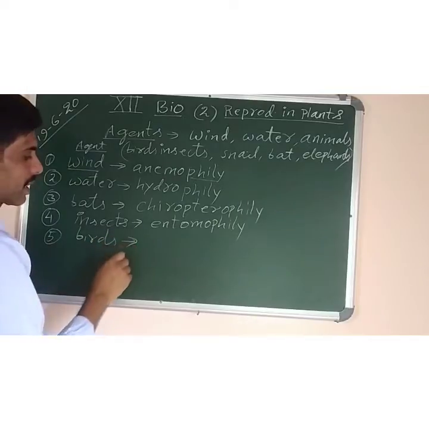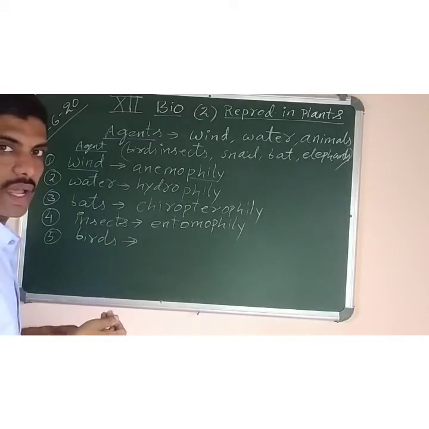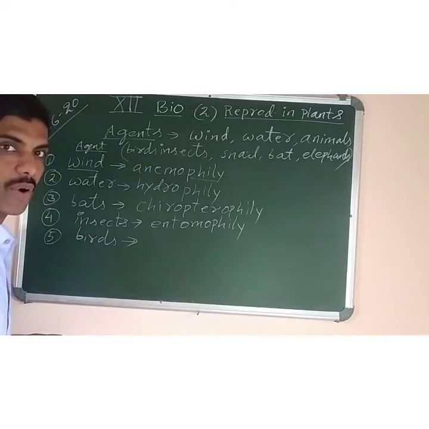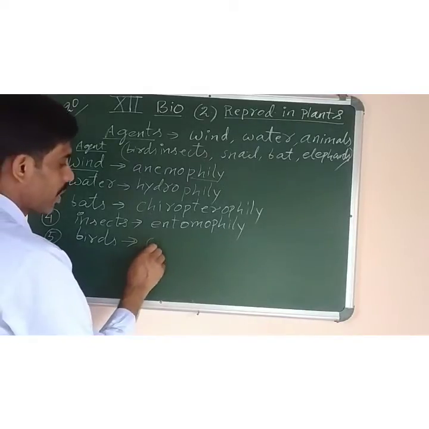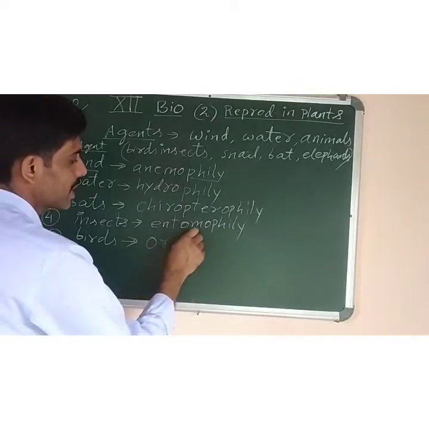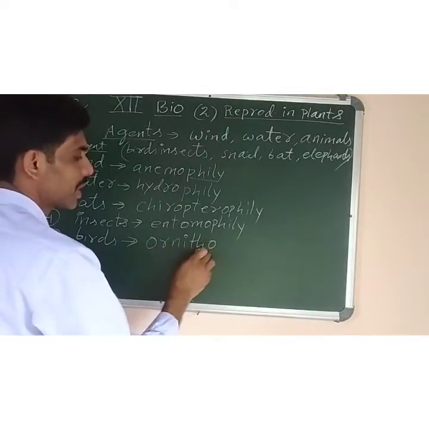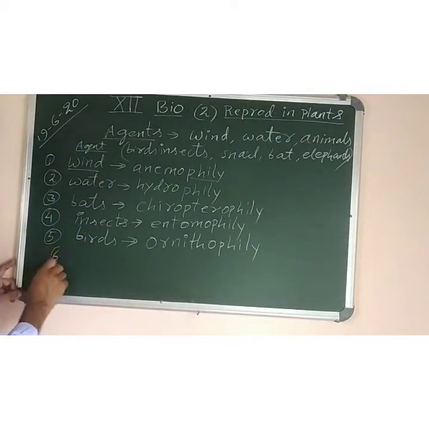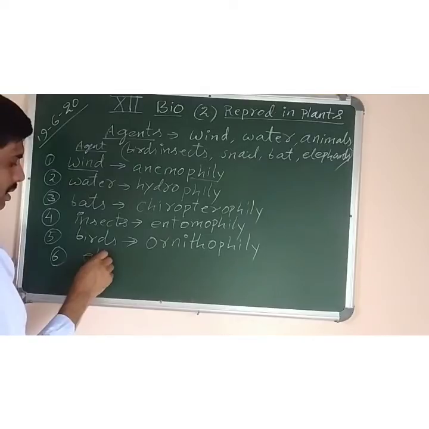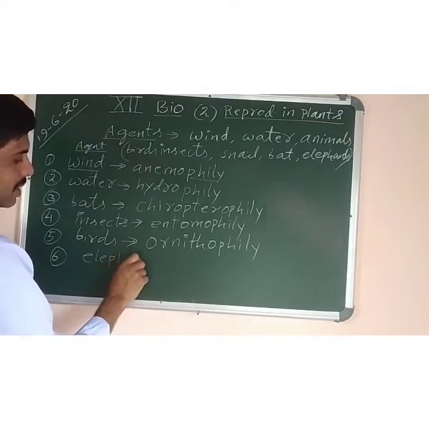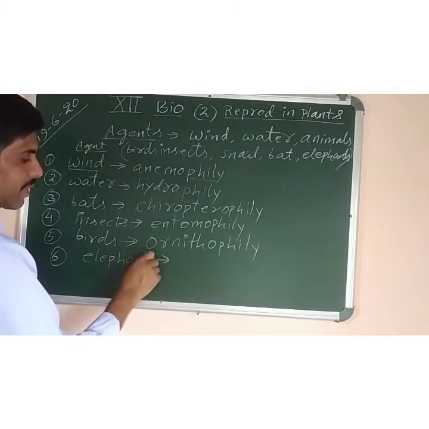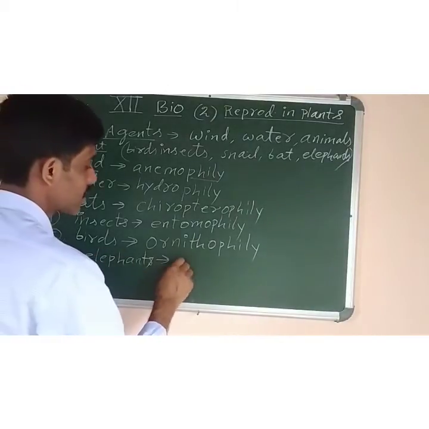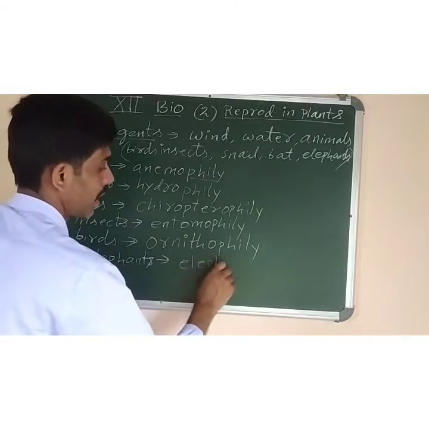Then next one is pollination which is done by birds. Certain birds like hummingbirds and smaller birds can help in the transfer of pollen grains. Such type of pollination which is brought by birds is called ornithophily, ornitho meaning birds. If it is done by elephants, as in the case of the Rafflesia flower, the largest flower, pollination is done by elephants. It is called elephophily.